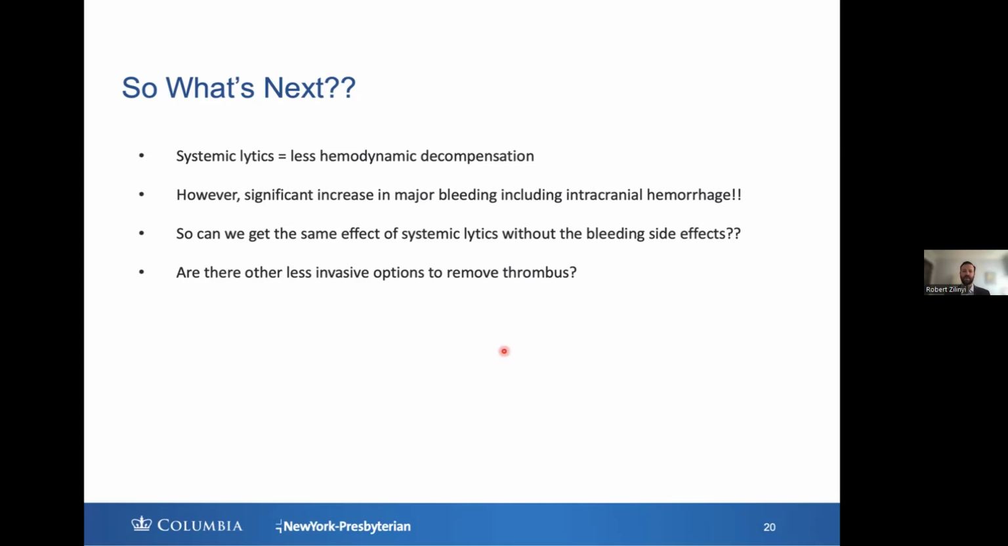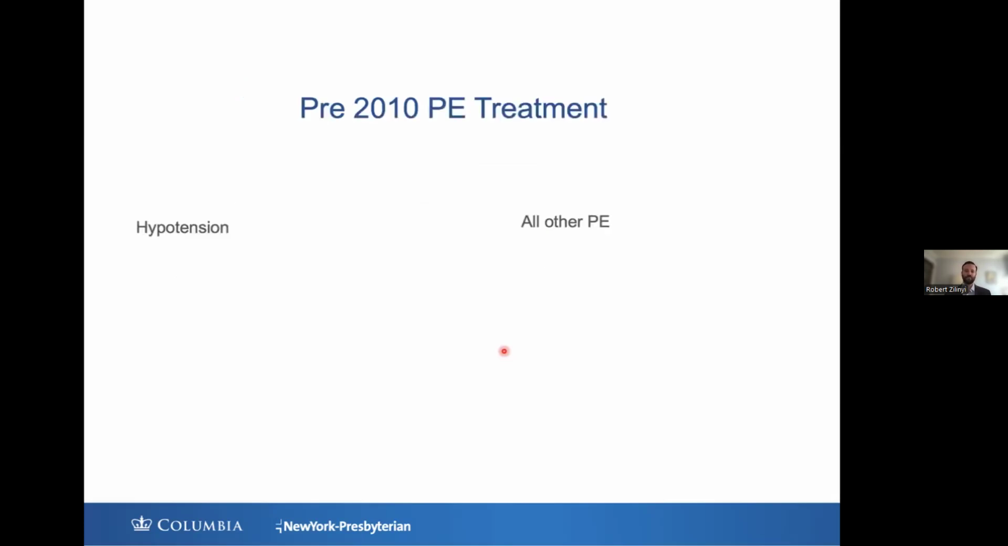So what's next? We have systemic lytics, which lead to less hemodynamic decompensation, but we have increase in major bleeding, including terrible rates of intracranial hemorrhage. So we ask ourselves, can we get the same effect of systemic lytics without the bleeding side effects? Are there other less invasive options to remove thrombus?